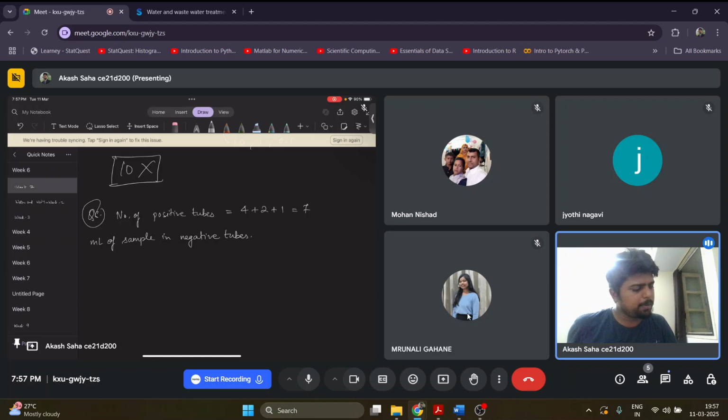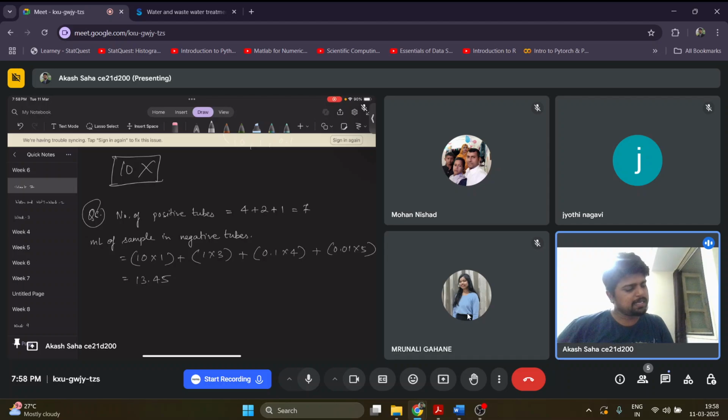Let's see. So ml of sample in negative tubes, we have to first count the number of negative tubes, then multiply it with the corresponding dilution. For the 10 ml, it is only 1, so 10 into 1, plus for 1 ml it is 3, so 1 into 3. Then for 0.1 ml it is 4, so 0.1 into 4, plus for 0.01 it's 5, so 0.01 into 5. If you add it all up, it will be 13.45.